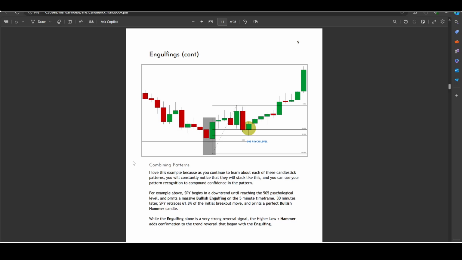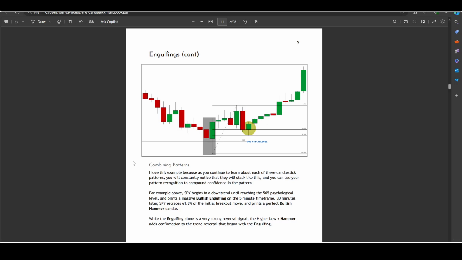Engulfings continued. So this is also kind of adding more and going a little bit more in depth, and that's what I really like about this handbook. But you can see here, combining patterns. I love this example because as you continue to learn about each of these candlestick patterns, you will constantly notice that they will stack like this, and you can use your pattern recognition to compound confidence in those patterns. So if you see multiple things pop up, like a bullish engulfing and a hammer and then a bullish kicker again, or maybe you just have 5 different candlestick patterns there, it's going to give you more confidence because you see that there's more buyer presence there, or in other scenarios, bearish presence.